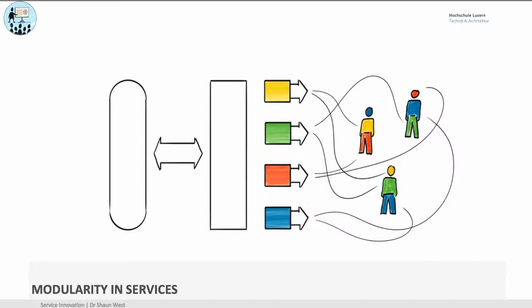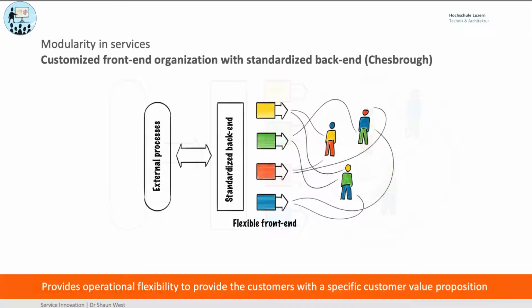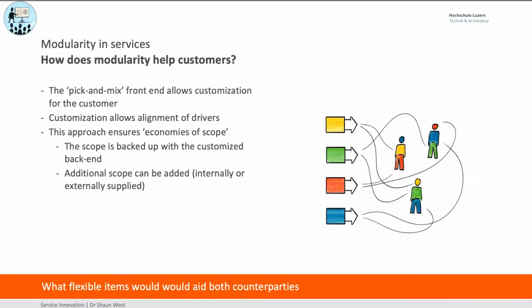Modularity is as simple as this graphic I've got. Got a standardized back end and a flexible front end, so you can deliver to your customers what they actually want and what they actually value, not what you think they need. There's a little bit more detail. It's from Chaseborough. Very, very simple, which is why I've used the colours here to try and explain how both sides fit together. Allows you to have a pick and mix approach to customization, yet standardized.